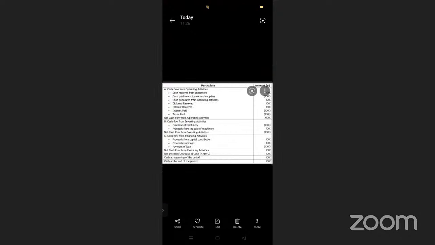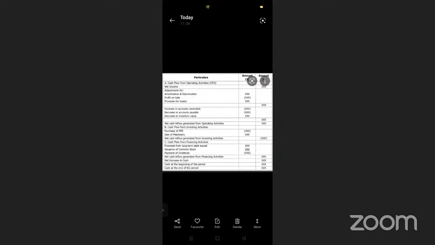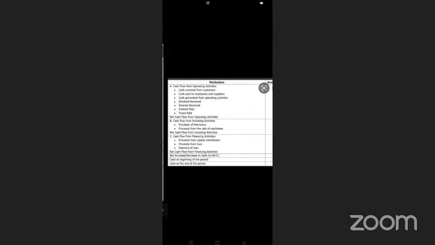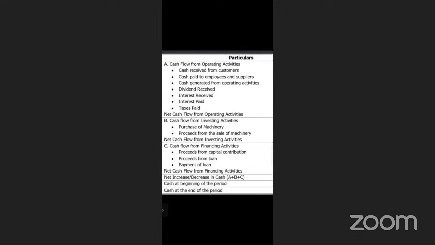So let us see here. I think the screen is visible to you all. Is it clear? Could you see the screen which I'm sharing here? Yes, ma'am. Just look at that. Cash from investing activities means whenever I purchase any machinery, I'm investing. Where am I investing? I'm investing in machinery. Machinery is used for the business purpose. So whenever I purchase machinery, it means I'm investing in the machinery.